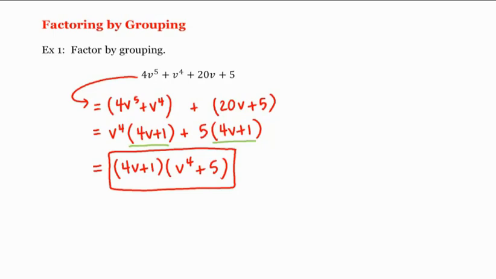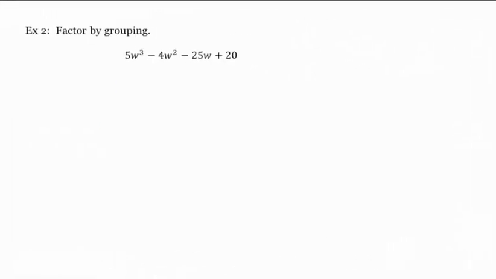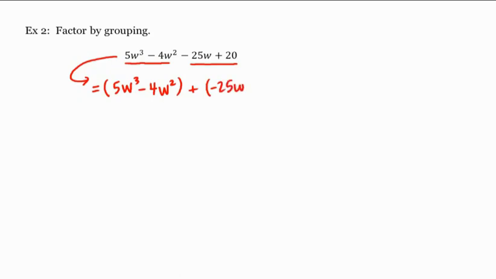Let's look at another example. Again, let's factor this expression by grouping. We'll start in the same way. We'll group the first two terms together as well as the last two terms. In other words, this is equal to 5w cubed minus 4w squared plus negative 25w plus 20. Now the greatest common factor in the first two terms is w squared. When we factor that out, we're left with 5w minus 4.